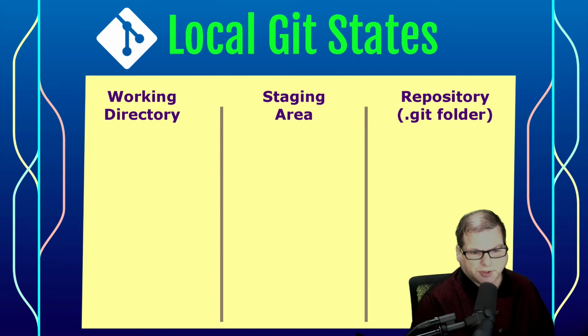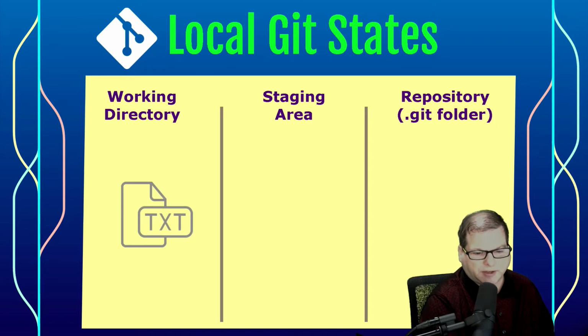So as a reminder, the 3 local states in Git are the working directory changes, the staging area, and the Git repository, that is the committed changes. We currently have a new file in the working directory. At this point, Git isn't aware of it yet. We actually have to add it to the staging area for it to become aware.